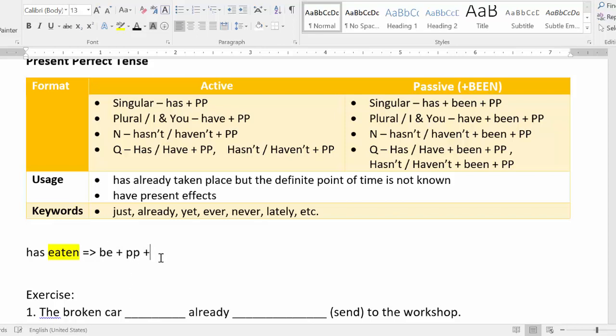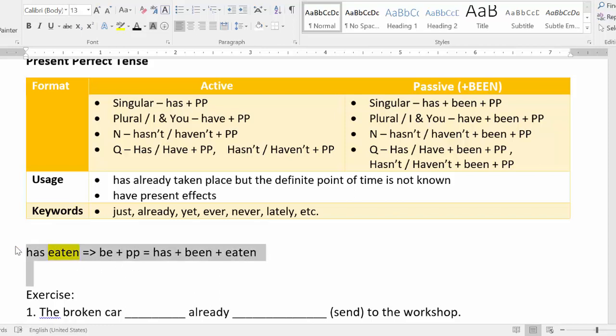But which be should we use? Because has is our original format, we put it back, has, and after has should always be a pp. So for our be, we choose been, because been is the pp form of be. That is why it should be been. And at the back it is always pp for passive voice. So if we change has eaten to passive voice, it will become has been eaten.